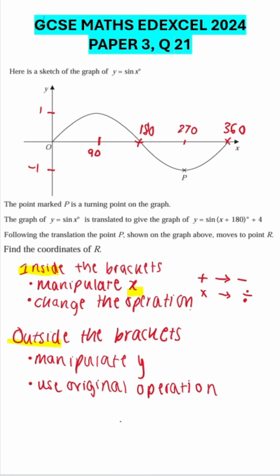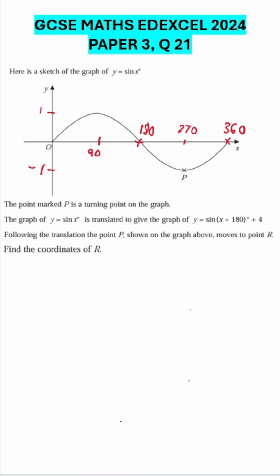If the transformation is outside the brackets, then we need to manipulate the y-coordinate. And we also would use the original operation. So this just means that you use the operation given to you in the question. Now that we've got our rule sorted out, let's take a look at the question.